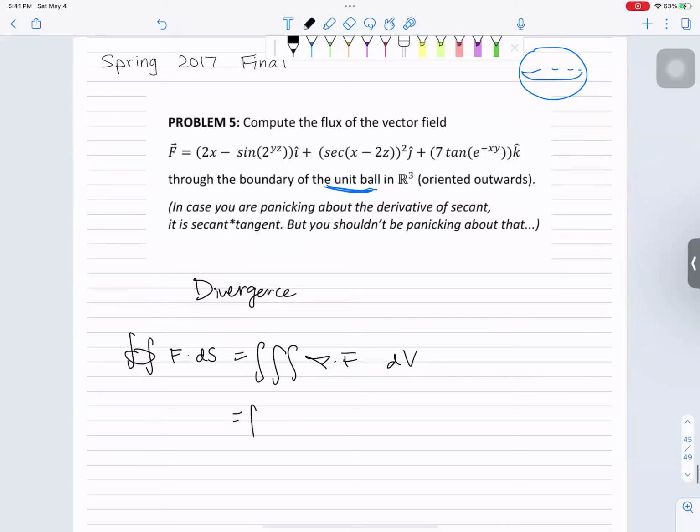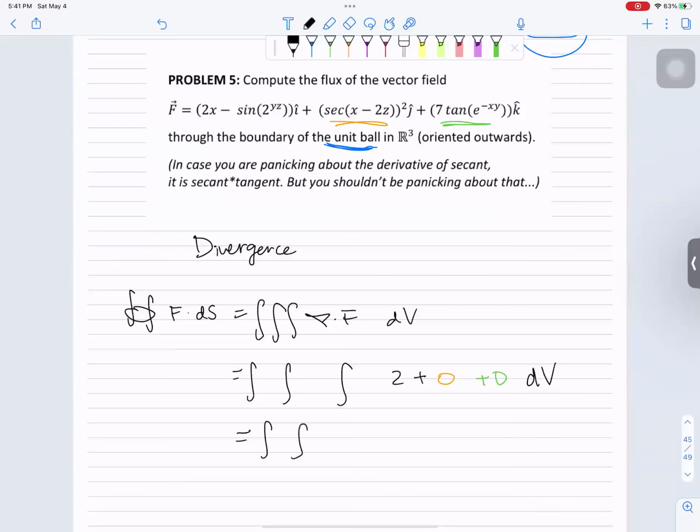What is the divergence of F? Well, the partial with respect to x of this thing is 2. And there's no x term over here, so that's fine. Plus, I want to take the partial with respect to y of this term. Notice that there's no y's in here at all. So I get 0. I don't even have to take the derivative of secant because there's no y's in here. What about over here? The partial with respect to z, there's no z's. So this is also 0.